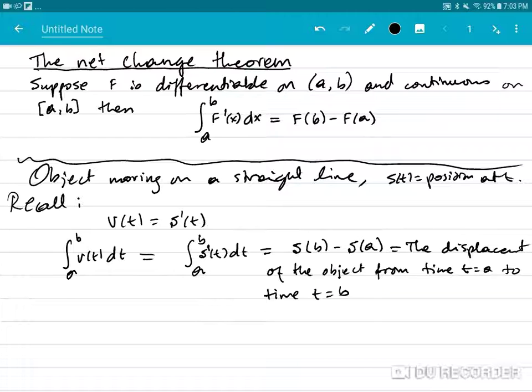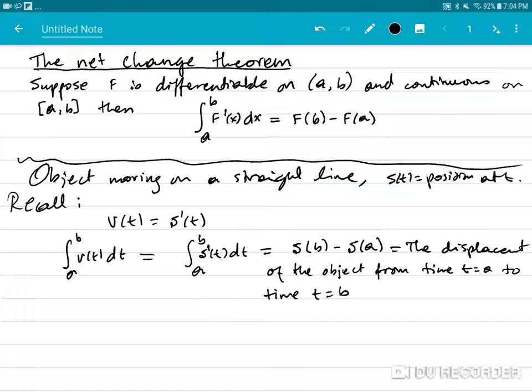So you see it at time t equals a, you look away, and then you come back and see it at time t equals b. You don't care what it did in between, and that's the displacement. So that's the integral of the velocity function. When we apply this theorem to the velocity function, which happens to be the derivative of the position function, it tells you the position difference. In other words, it tells you the displacement of the object.